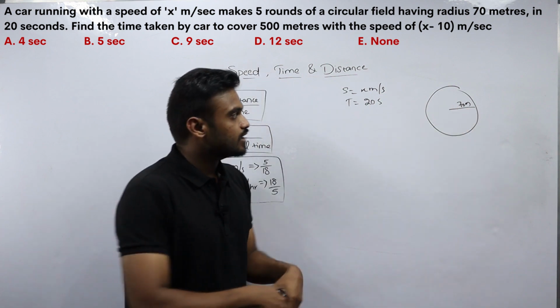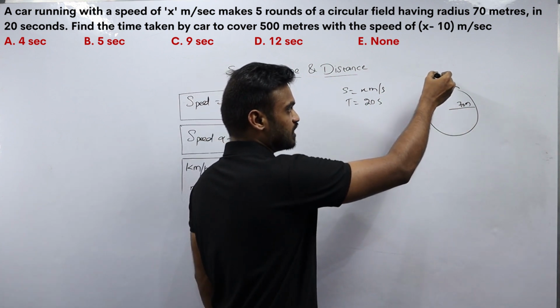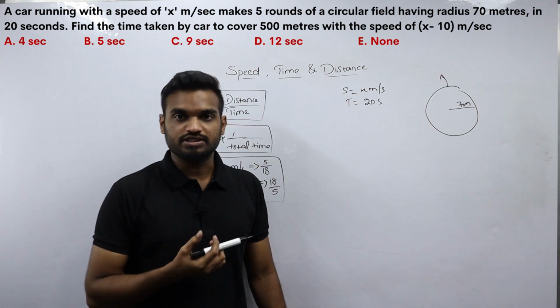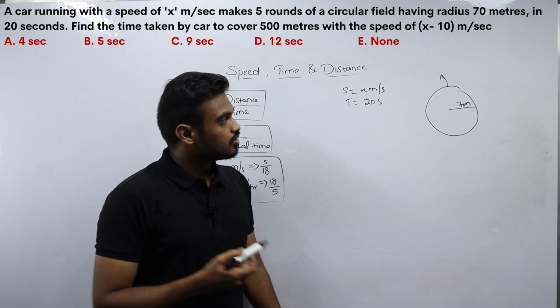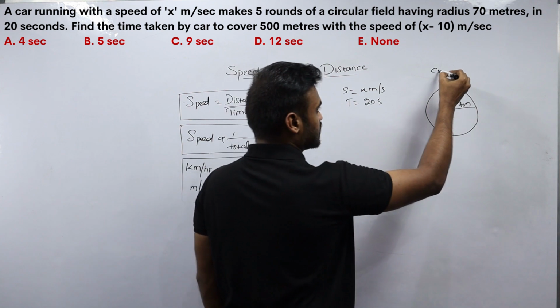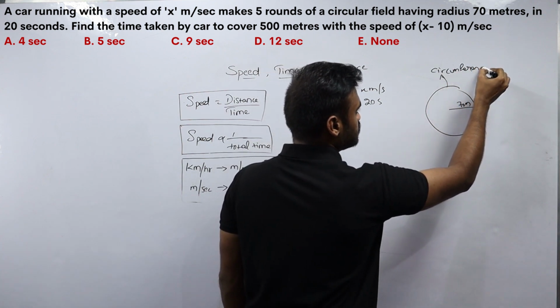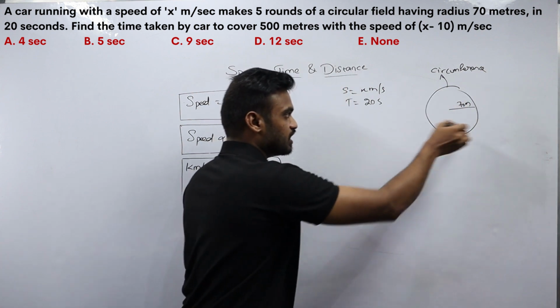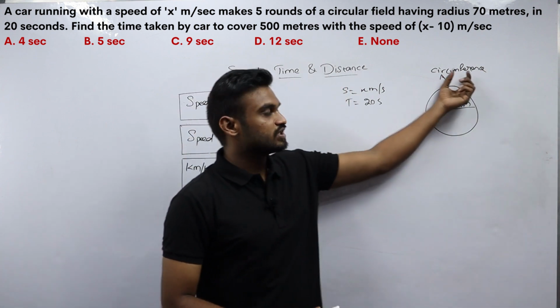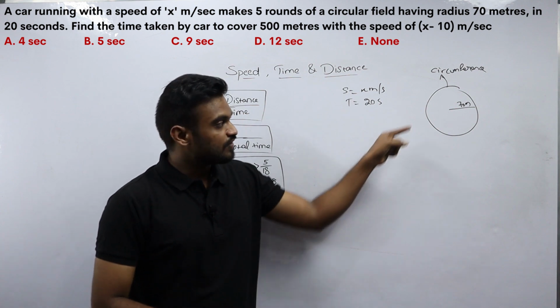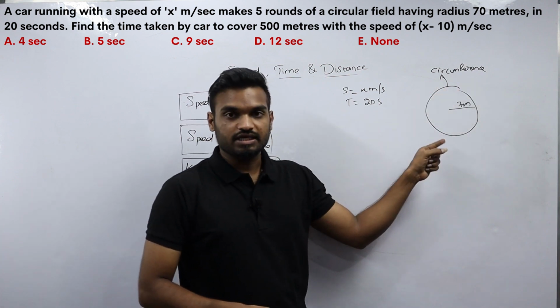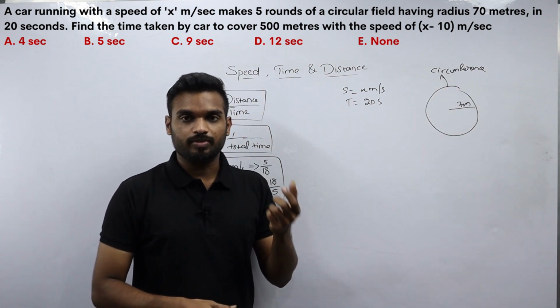Now if I find out the length of this circular field, I can find out the total distance traveled by the car. This circular field length is also called the circumference of the field. If I find out the circumference of the circle, I can find out the total distance traveled by the car.